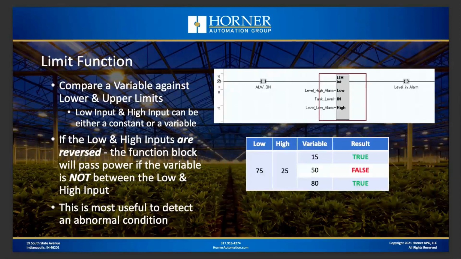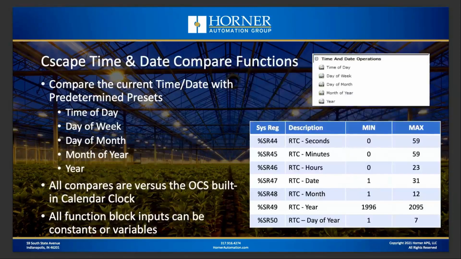Let's take a look at some real values. Same example. This time though, my low input is 75, my high input is 25. Okay, so you see that we pass power flow for the values of 15 and 80, which effectively are alarm conditions. And then we don't pass power flow for a value of 50, which is a normal condition. So again, a slightly different use of the limit function, allowing you to nice and easily detect an abnormal condition or an alarm condition.